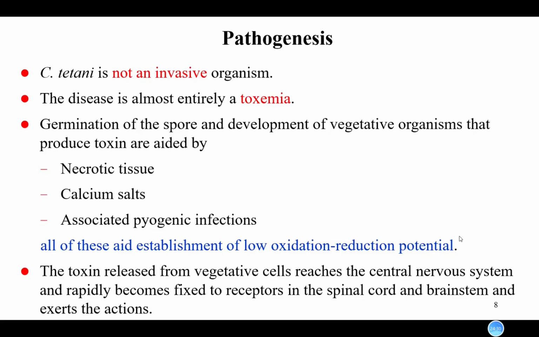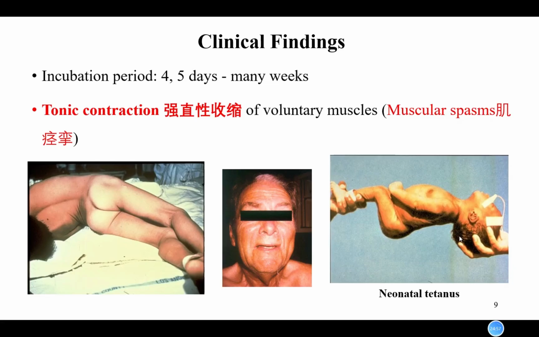Because with this pathogenic co-infection, the bacteria might use up the oxygen in a small environment, in a niche, so that it will establish a low oxidation-reduction environment, which facilitates the tetanus germination. Okay, so this is the pathogenesis.